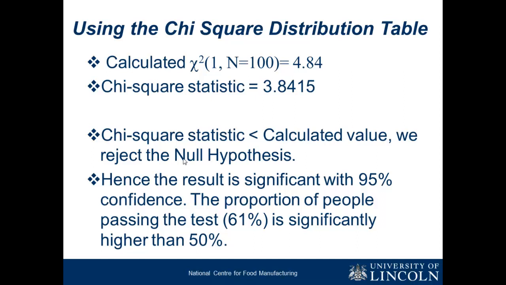If you look at the statistics, it's very similar to the t-test. Look at the value you've obtained for your chi-square statistic from the table, and the value you've obtained by calculation. Compare them together. If your chi-square statistic is less than the calculated value, you reject the null hypothesis. If it is the other way around, you accept the null hypothesis.